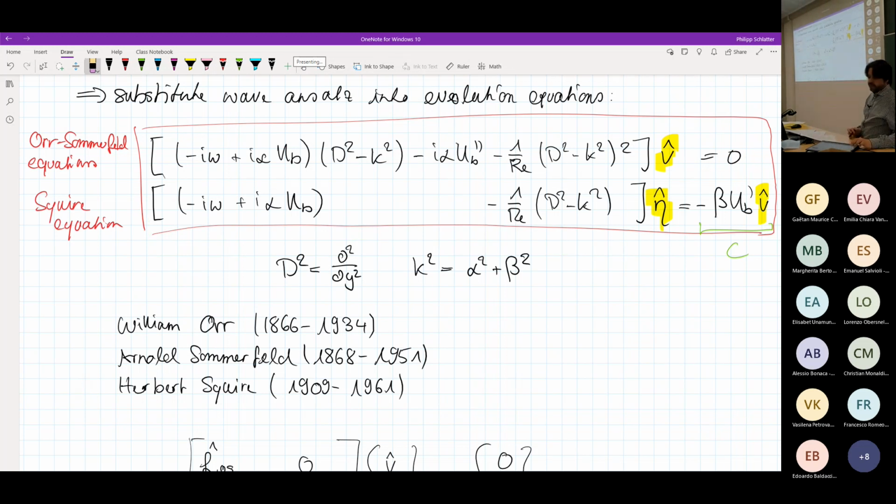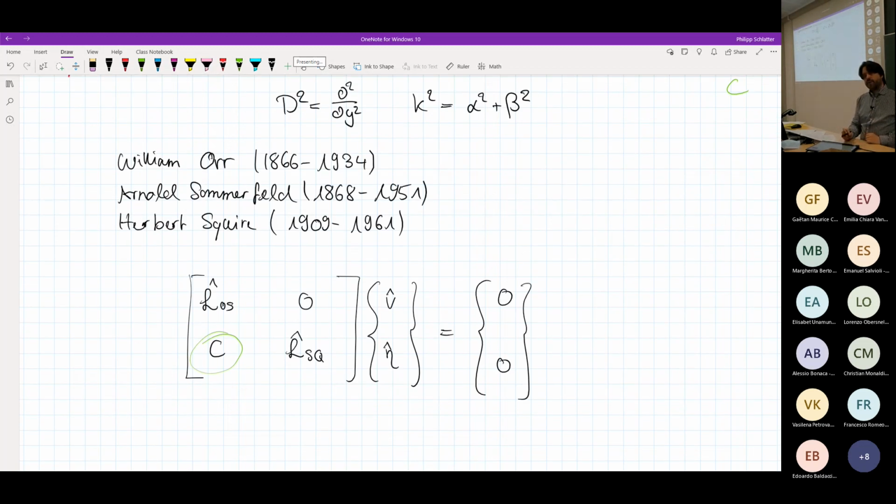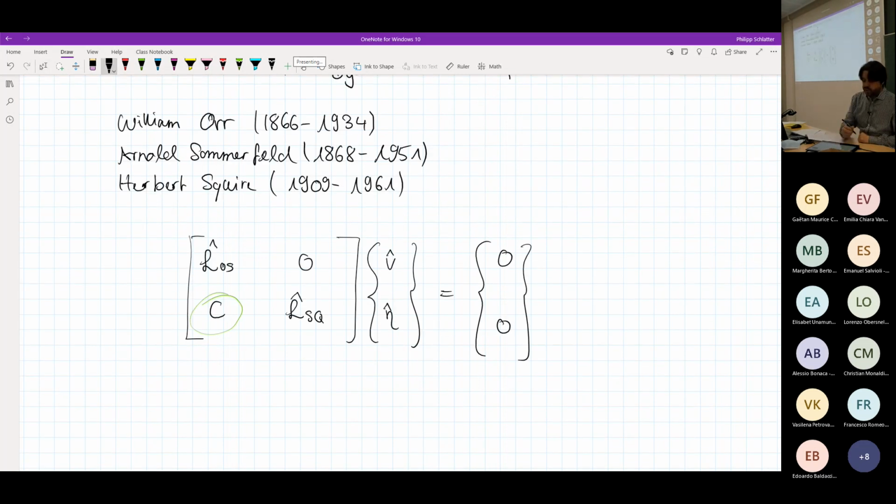So in this way, we can write both the Sommerfeld and the Squire equations together in one matrix system, which is then suddenly homogeneous, because the inhomogeneity of the Squire equation is multiplied with, or is a function of v, so therefore it appears in the matrix. So this is kind of the standard way of writing the Orr-Sommerfeld Squire system.